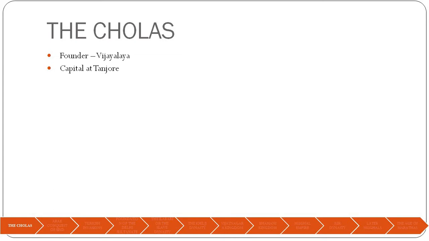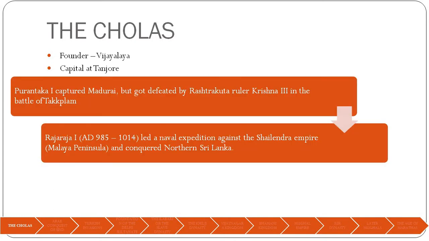The founder of this dynasty was Vijayalaya and the capital was at Tanjore. Parantaka I captured Madurai but got defeated by Rashtrakuta ruler Krishna III in the Battle of Takkolam. Then Raja Raja I, who ruled from AD 985 to 1014, led a naval expedition against the Shailendra Empire, which was in the Malay Peninsula, and conquered northern Sri Lanka.